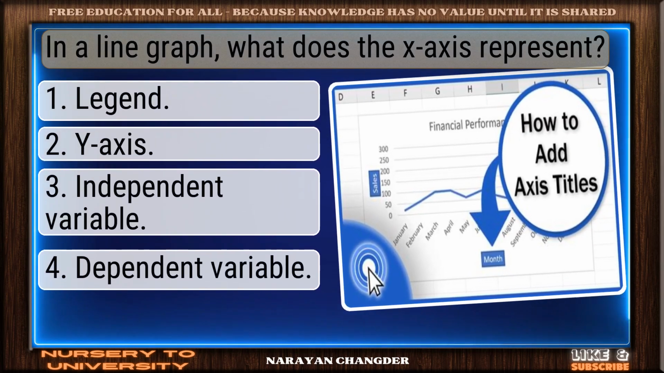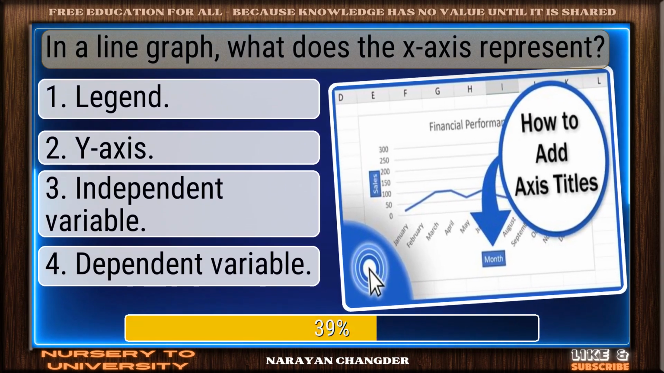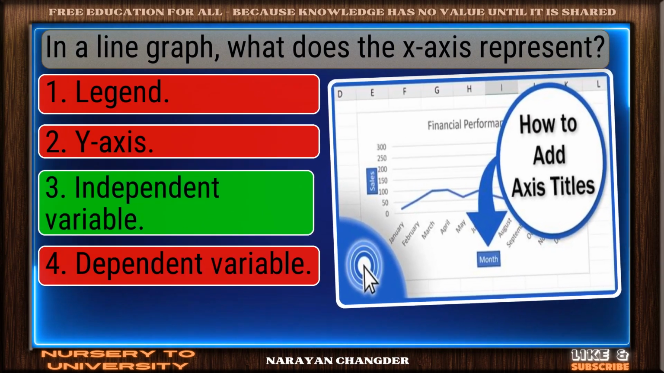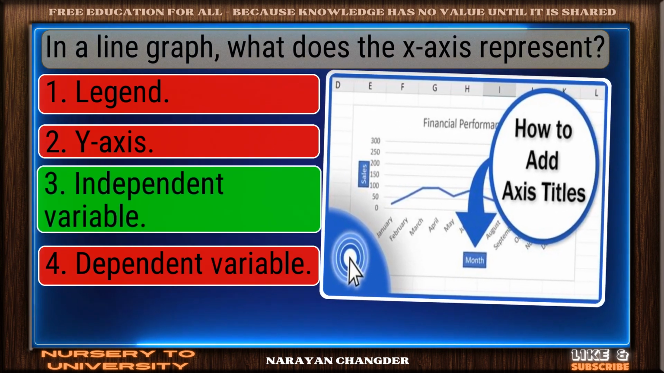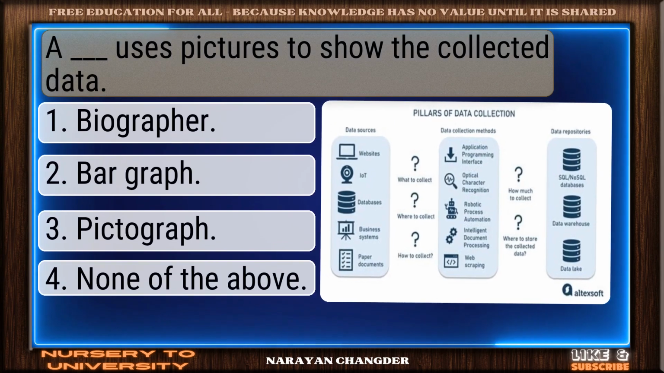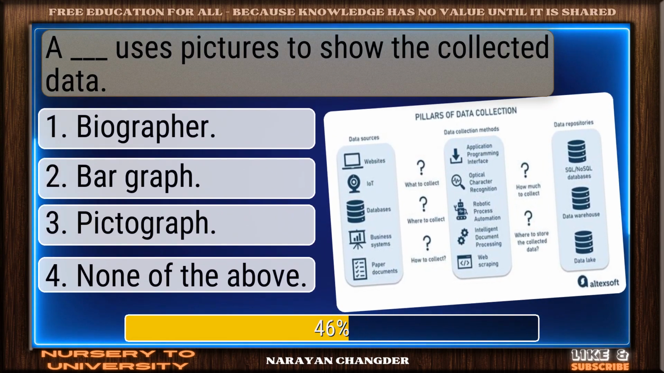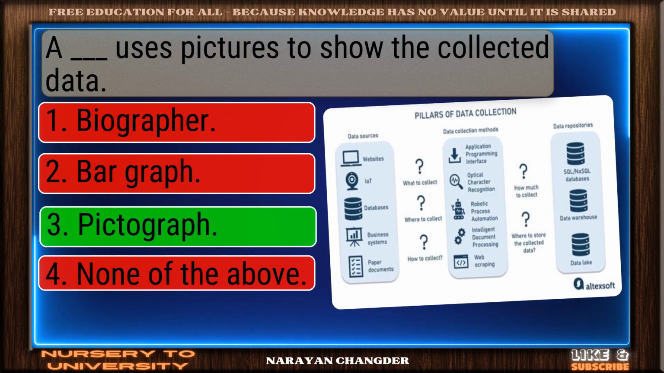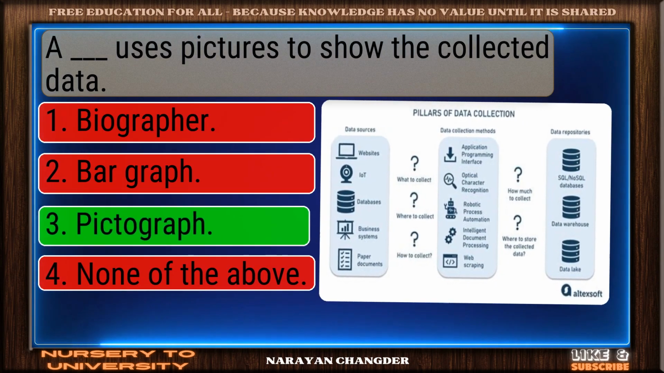Question number 189. In a line graph, what does the x-axis represent? Great job. Independent variable is the accurate answer. Question number 190. A dash uses pictures to show the collected data. Great thinking. Pictograph is the right choice.